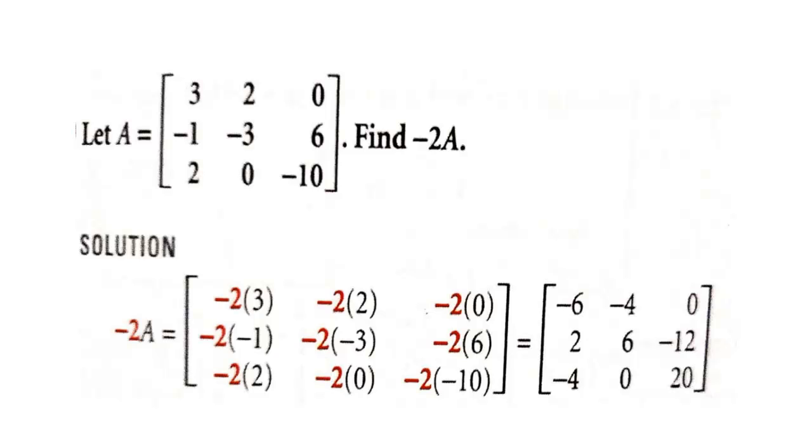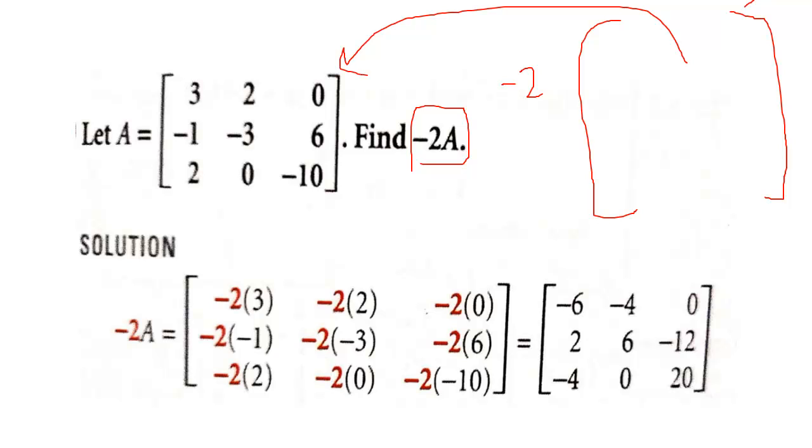Here he needs a different operation. He needs to find negative 2A. You have A equal to this matrix. So he needs to find negative 2 of this matrix. So I'm gonna multiply each element of this matrix by negative 2. So 3 by negative 2, 2 by negative 2, 0 by negative 2, negative 1 by negative 2, negative 3 by negative 2, 6 by negative 2, and 2 multiplied by negative 2, 0 by negative 2, negative 10 by negative 2. So I'm gonna multiply each element inside the matrix A by negative 2.